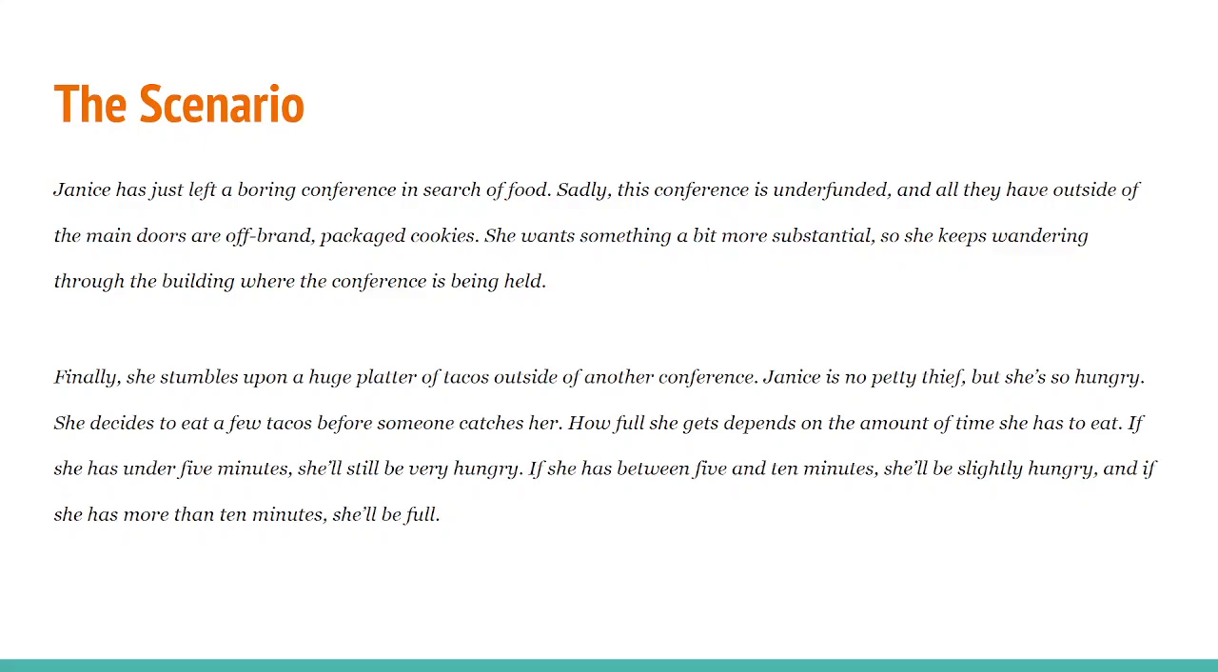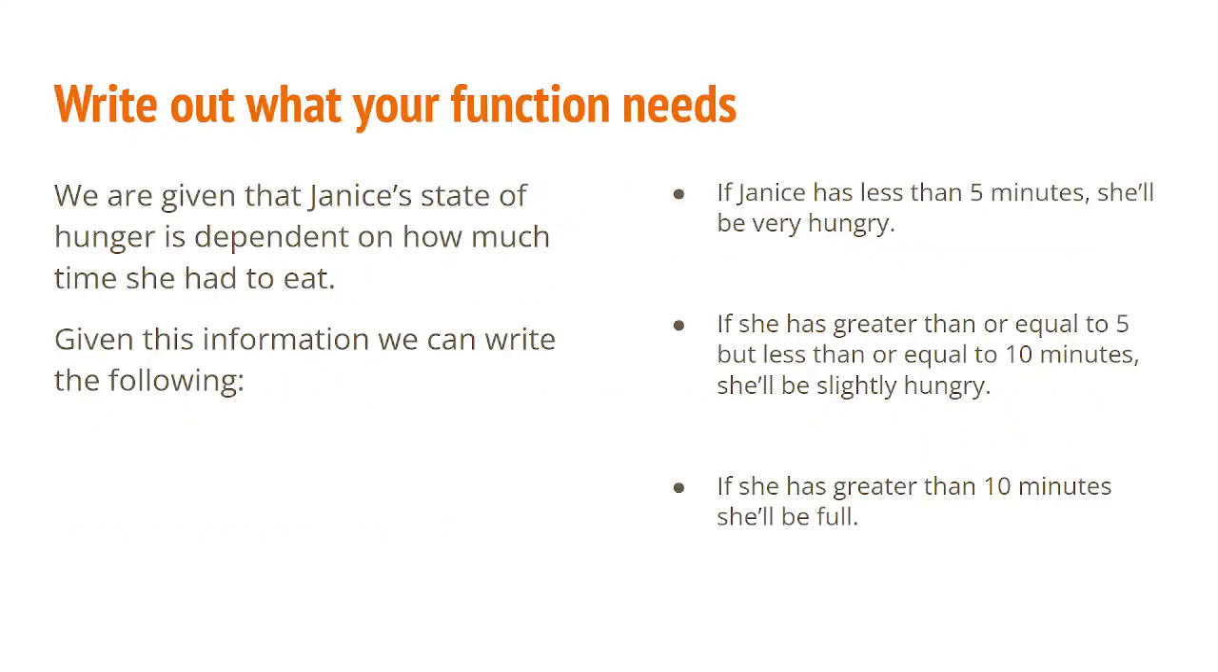So, what is our first step? First, we need to write out what our function needs. We are given that Janice's state of hunger is dependent on how much time she had to eat. Given this information, we can write the following. If Janice has less than 5 minutes, she'll be very hungry. If she is greater than or equal to 5, but less than or equal to 10 minutes, she'll be slightly hungry. And if she has greater than 10 minutes, she'll be full.